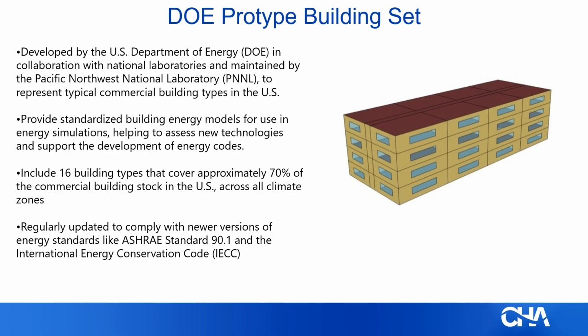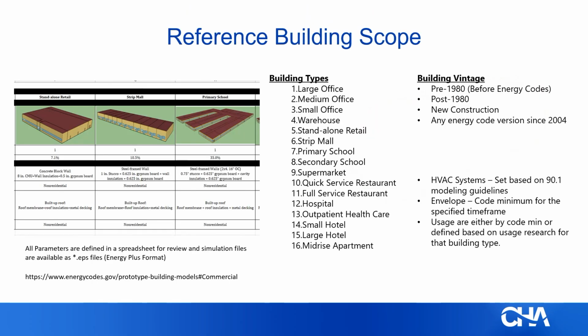So there are, like I said, 16 different types. They have spreadsheets that go into a lot of detail on what goes into those. It's the envelope, it's the HVAC system. They're all basically based on 90.1 Appendix G guidelines. It's all code minimums for the envelopes and things like lighting and plug loads, and they have usage patterns that are based off of research that has been done in those different types of areas.